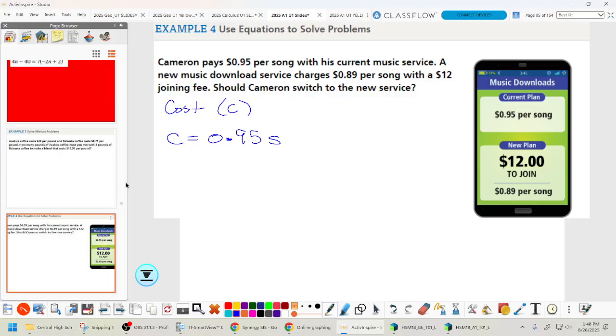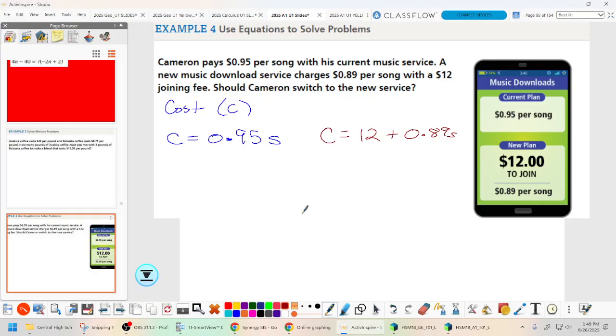Anytime you have a word problem like this, it's good to use the letter that represents what's going on in the problem. So S for song. Just make sure you don't make it look like a 5 in this case. Okay, the new plan says a new music download service charges 89 cents per song with a $12 joining fee. So his cost for that would be $12 to start. So he has to pay that right away. Plus a cheaper rate per song.